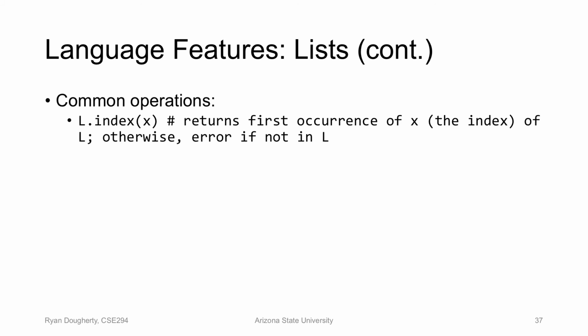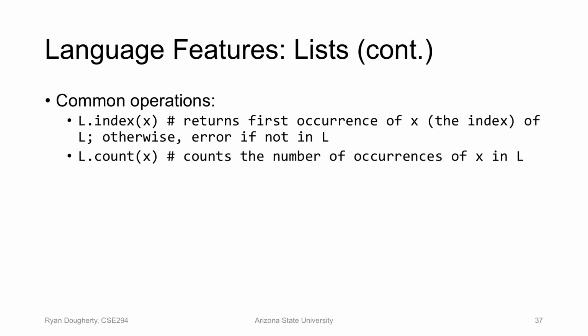Some other operations. So a really cool one is index of a particular element. It'll return the first index of x in the list. So you don't have to do a for loop and have a counter for when you hit the element and then get out of the loop and all that. So index takes care of that for you. It'll return the index of x if it exists in L.